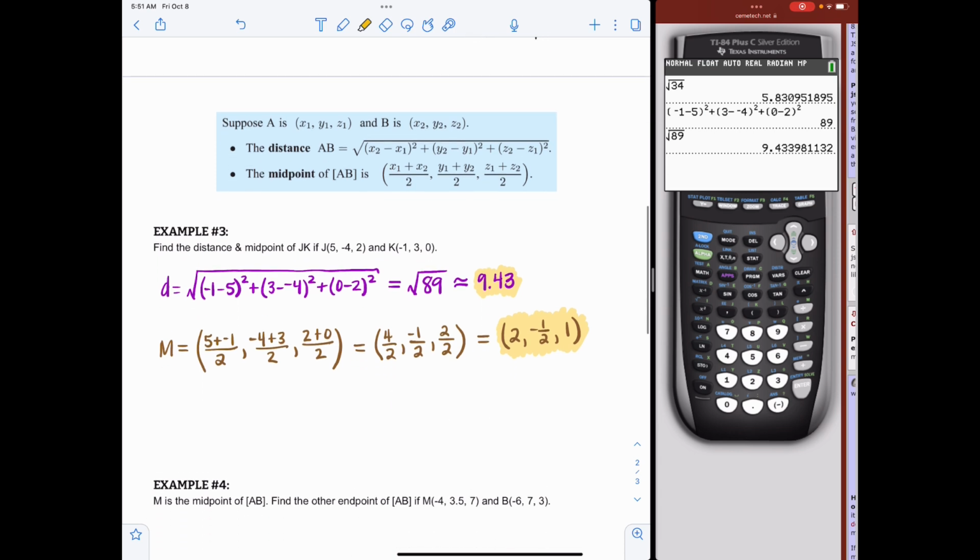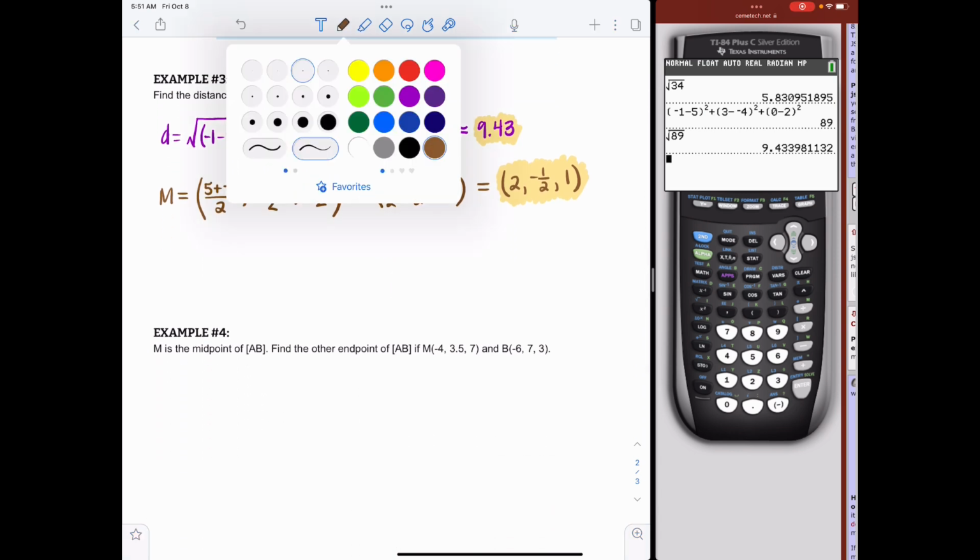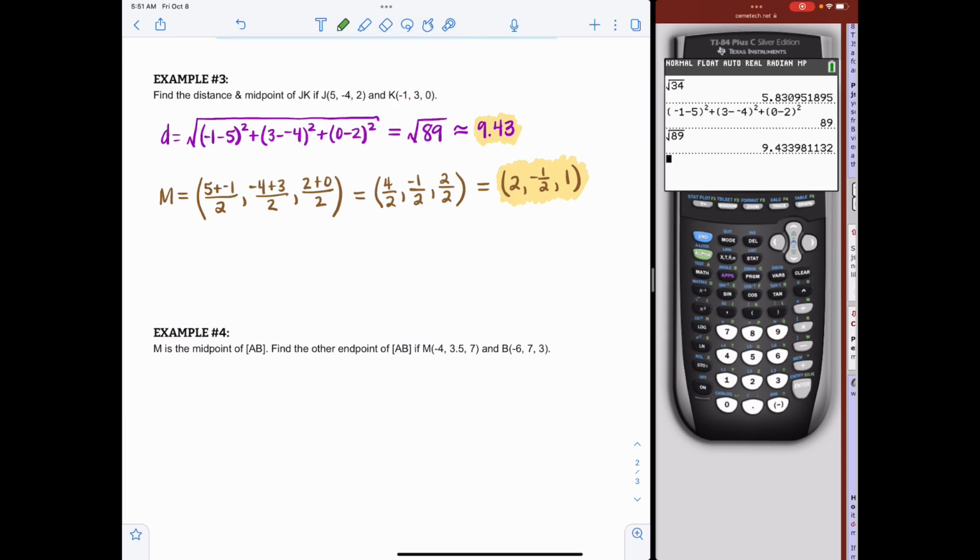All right, so let's look at number 4. Number 4 says that M is the midpoint of AB. Find the other endpoint of AB if M is located at -4, 3.5, and 7, and B is located at -6, 7, and 3. So remember, your midpoint is equal to the sum of your X values of the endpoints divided by 2, and it works the same way for the Y values as well.